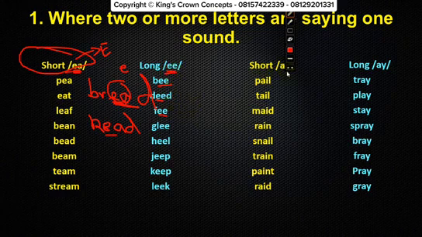Next phonogram is phonogram A. A-I. A-I. As in pale, male, tail, may, rain. Long A. A, tray, A, stay, and the rest goes that way. So here now we have about 9 for each of them. Make tenses with them using one letter, stress sounds, sight words, and the rest.